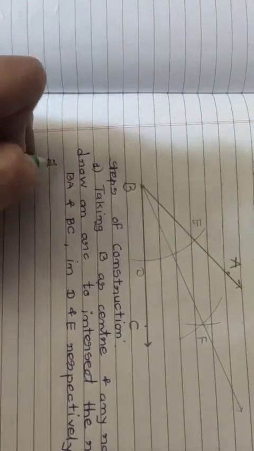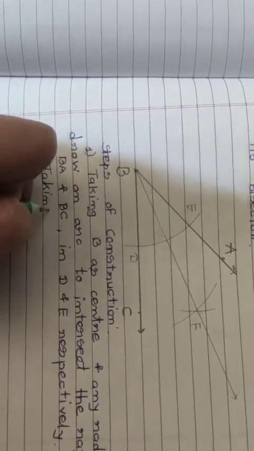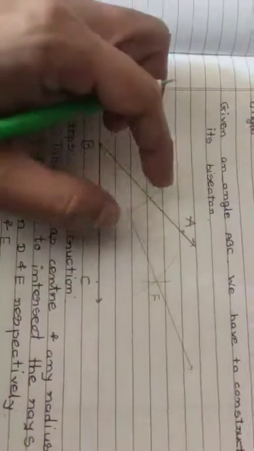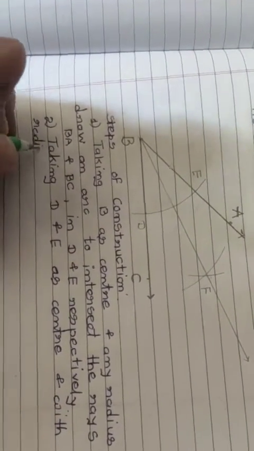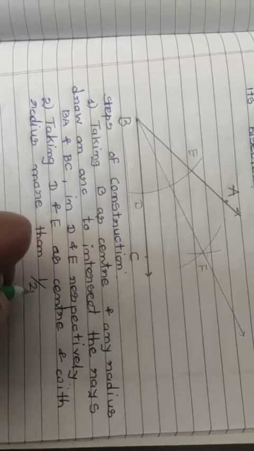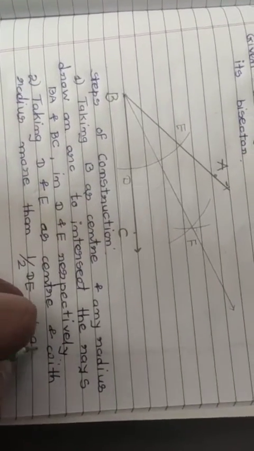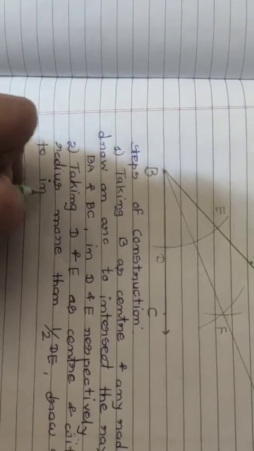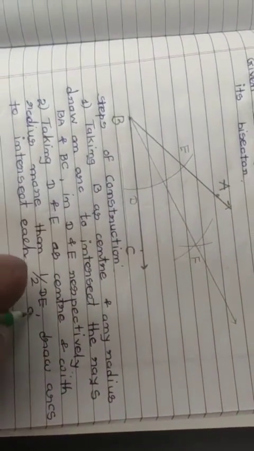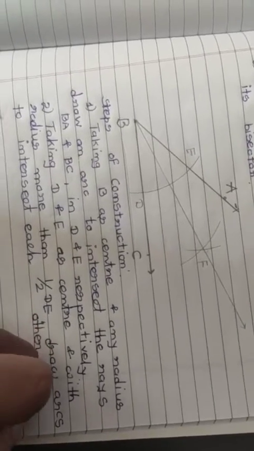Now taking D and E as centers, with a radius more than half of DE, draw an arc to intersect each other at F, right?